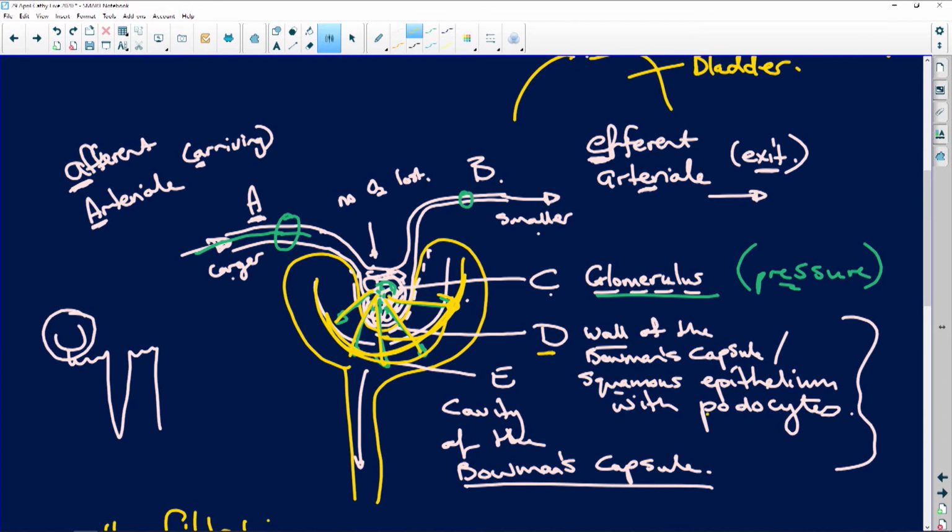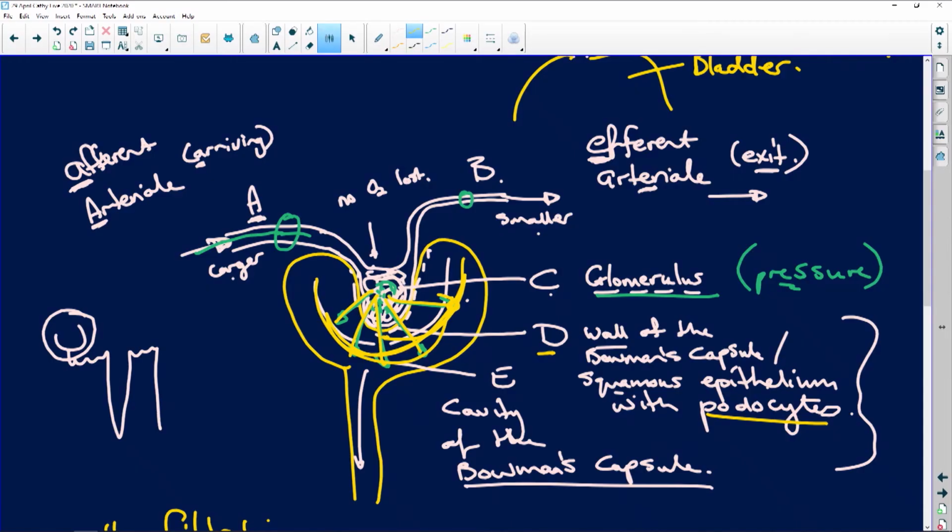All right, now, next question. Last question, I think. Name the specialized cells found at D. Well, we've already spoken about them. The specialized cells here would be the podocytes. And then describe the significance of the shape of the structure at E, which means the Bowman's capsule.